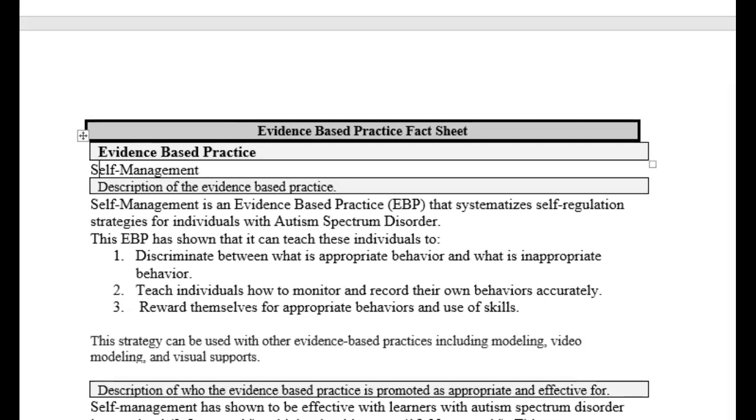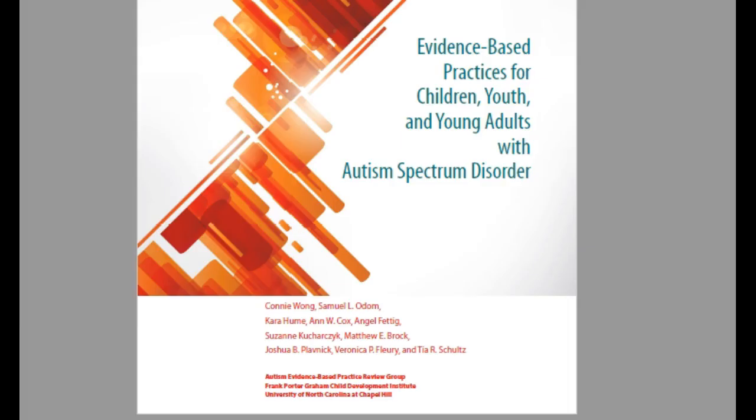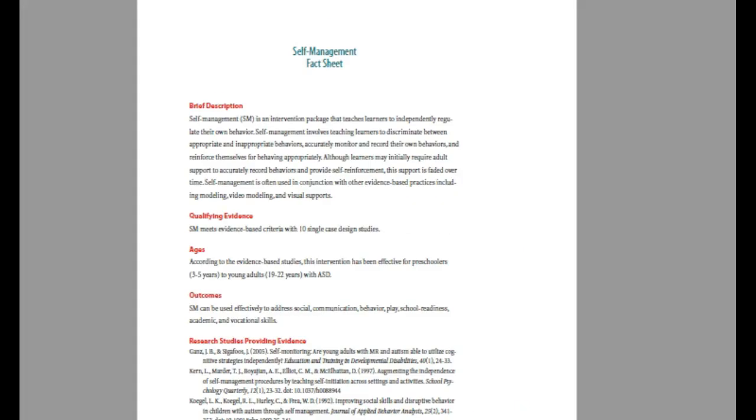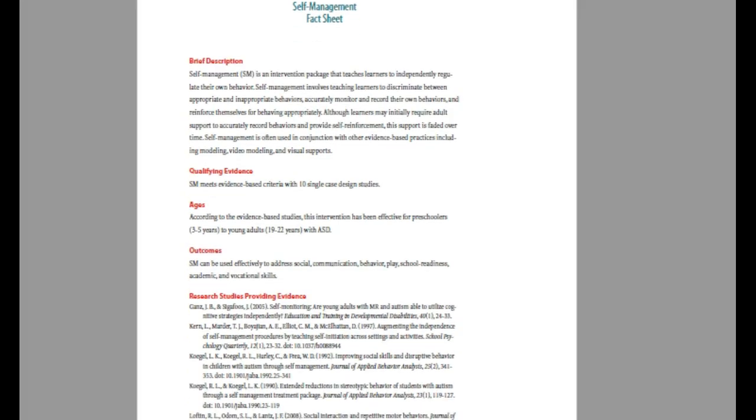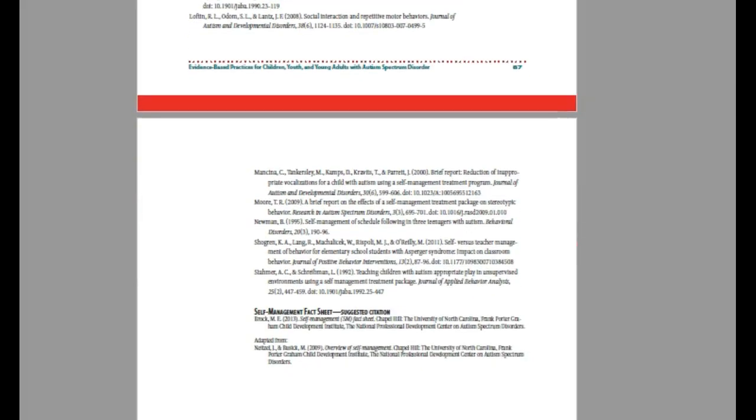You'll then be asked to do an evidence-based fact sheet. For your fact sheet, you will use the resource Evidence-Based Practices for Children, Youth, and Young Adults with Autism Spectrum Disorder. This resource is provided online. In the back of this resource are fact sheets. The fact sheets are in alphabetical order, and you would look at the fact sheets to answer the questions. You'll notice that the fact sheets have a brief description, qualifying evidence, the ages, the outcomes, and you should read through the research studies that have provided the evidence base for this. Also, at the very end of it will be the suggested citation.